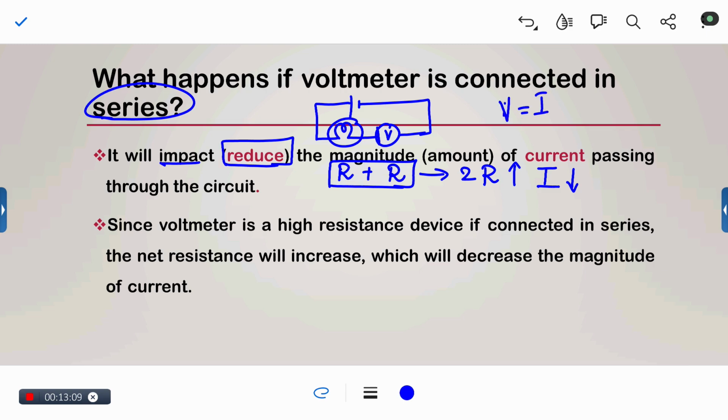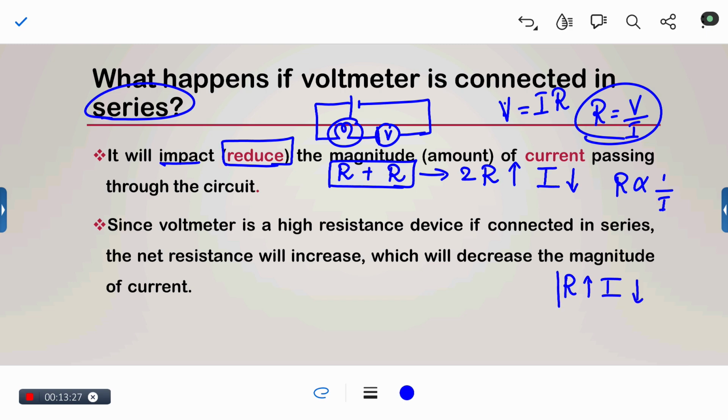Why? Because in the upcoming topic, we'll be learning a concept called Ohm's law. V is equal to I into R, whereas R is equal to V by I. So from this relation, we can say that resistance is inversely proportional to the current. That means if resistance is high, current flow will decrease. Because of this reason only, if you connect the voltmeter in series, it will reduce the magnitude of current.